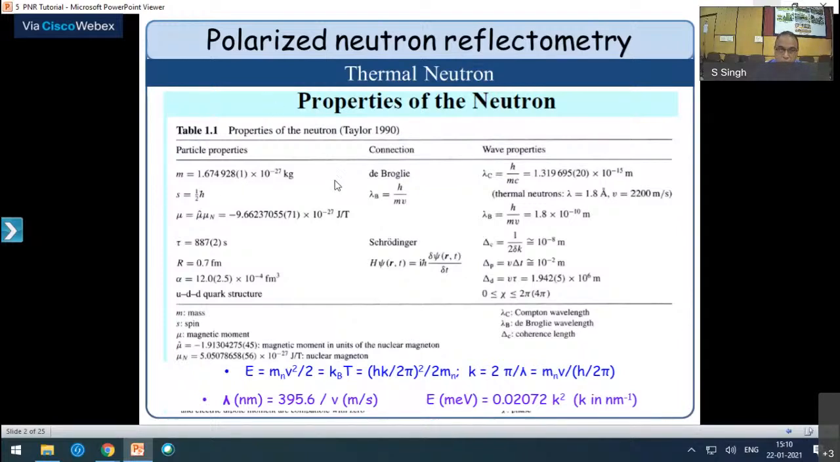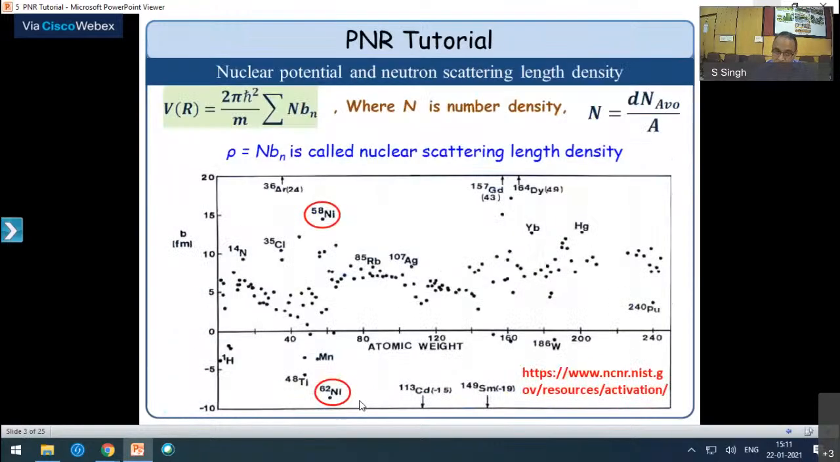We can use the neutron as a particle or as a wave. The mass of the neutron is written here, and typically the spin, and the moment, which is minus mu, where mu n is the neutron magneton, and the value is written over here. Typically you can change from energy to velocity and temperature with all these relations. Like wavelength in nanometer, you can change when you know the velocity in meter per second.